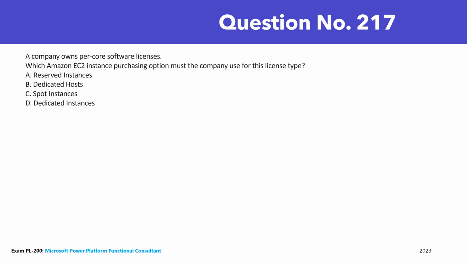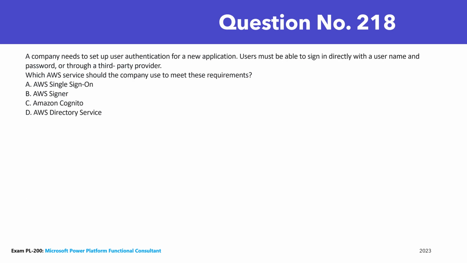A company owns per-core software licenses. Which Amazon EC2 instance purchasing option must the company use for this license type? A. Reserved Instances. B. Dedicated Hosts. C. Spot Instances. D. Dedicated Instances. Correct answer, A.